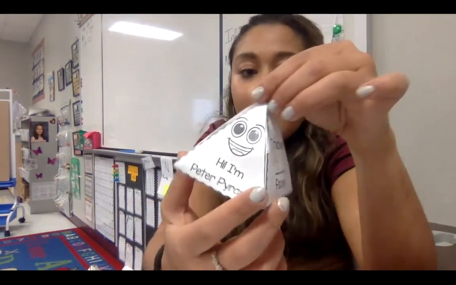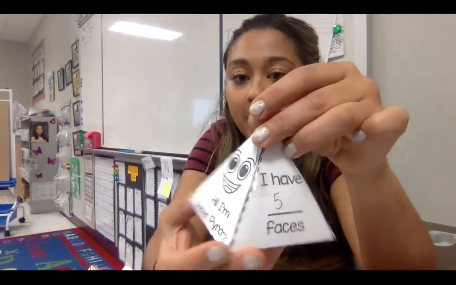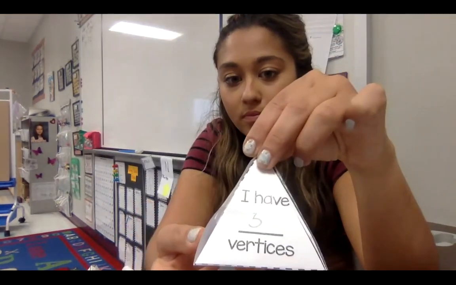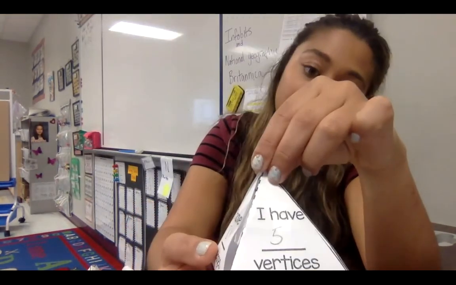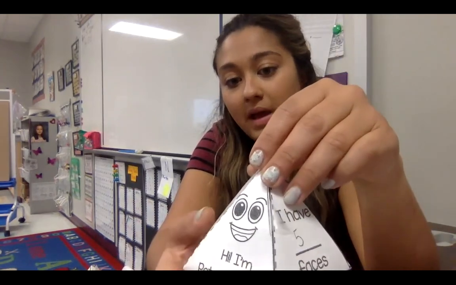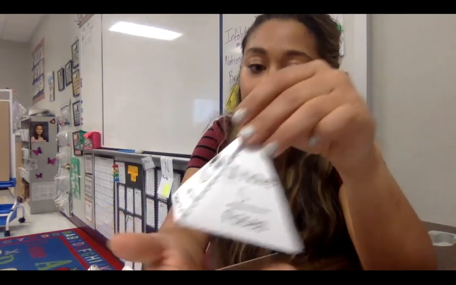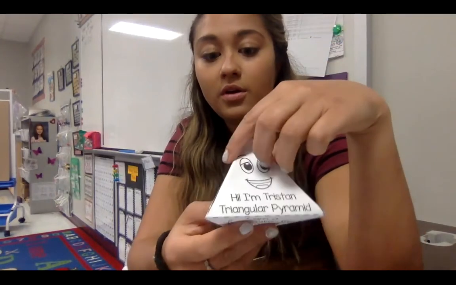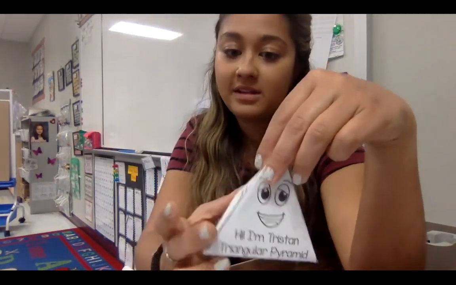How many faces does the square pyramid have? 5. Very good. And how many edges? 8. And then 5 vertices. Very good. Now, how many faces does the triangular pyramid have? 4. Very good. It has 6 edges and 4 vertices.